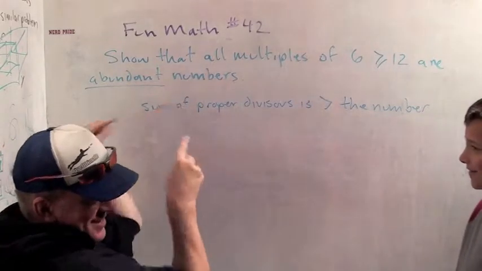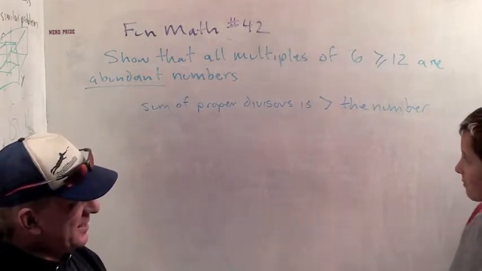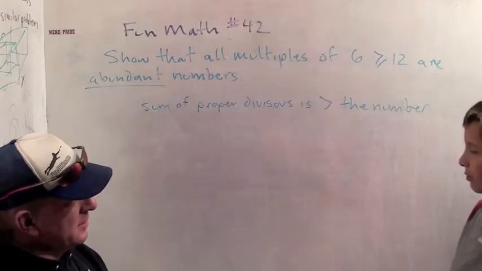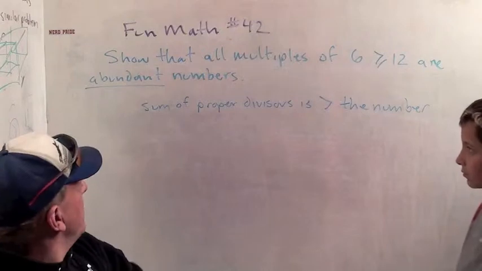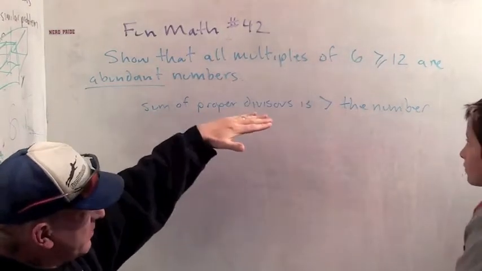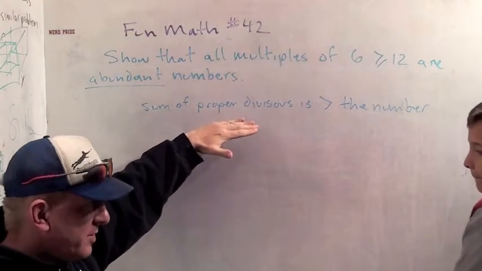The proper divisors. What does proper divisor mean? It means the divisors except for the number itself. That's exactly right. So an abundant number means if you add up all the proper divisors, you get something that's bigger than the number. And the proper divisors are all the divisors other than the number itself.